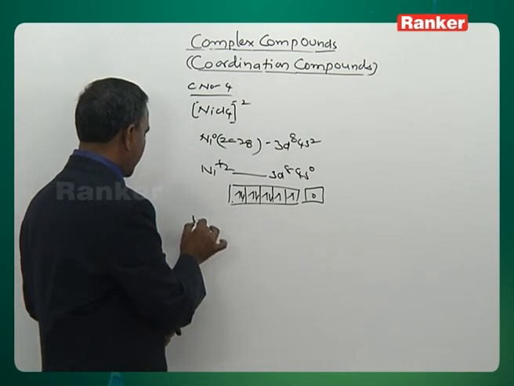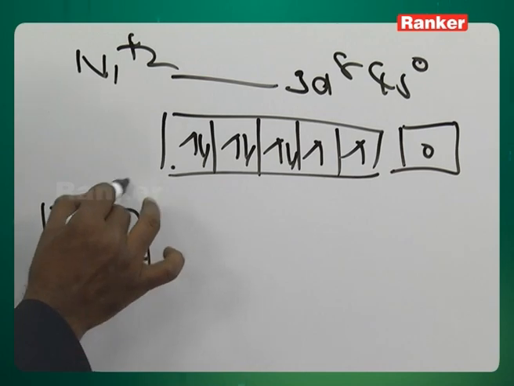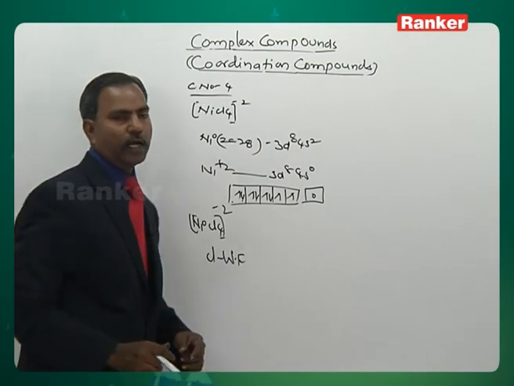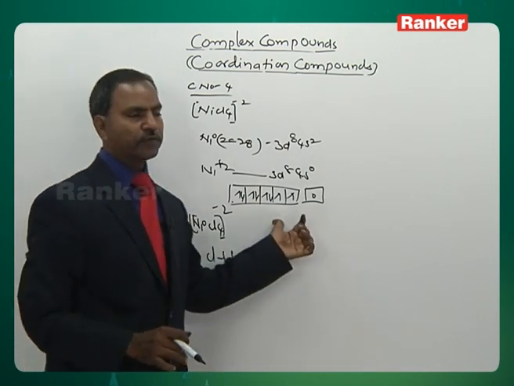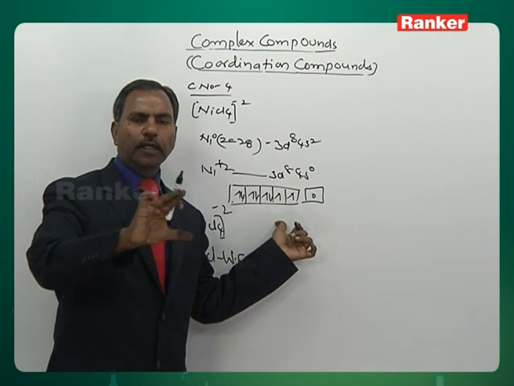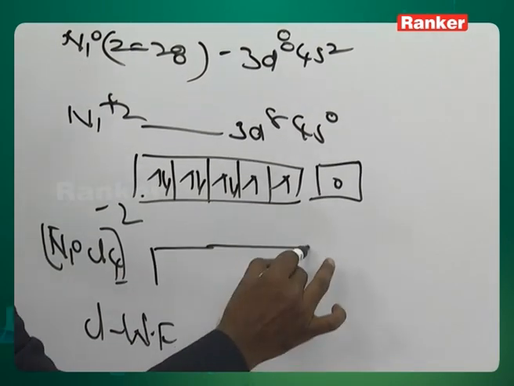Next, let me write the complex nickel tetrachloride, [NiCl4]2-. Cl is what? Weak field ligand. Yes, what happens with a weak field ligand? No pairing of electrons. The d orbital electrons remain as such. Therefore, I am writing without any change in the arrangement of electrons.